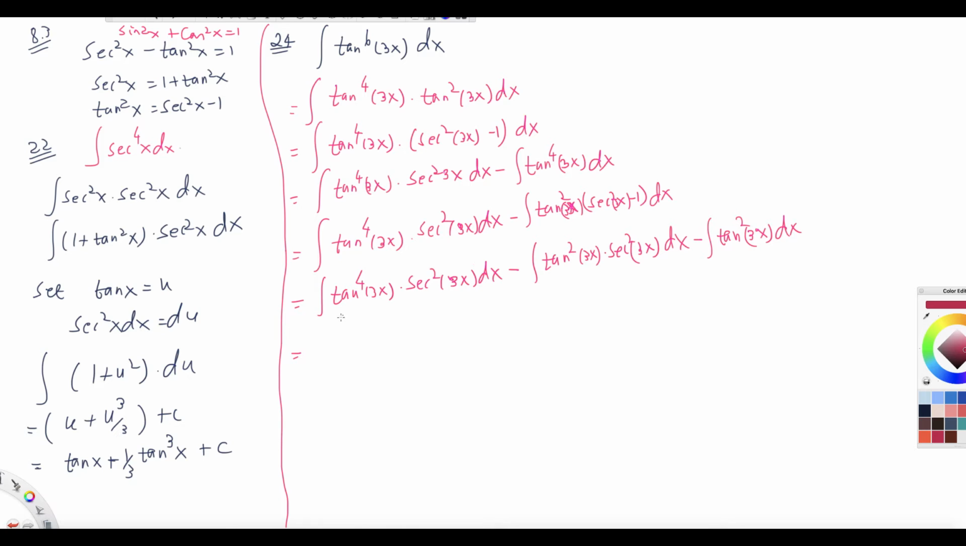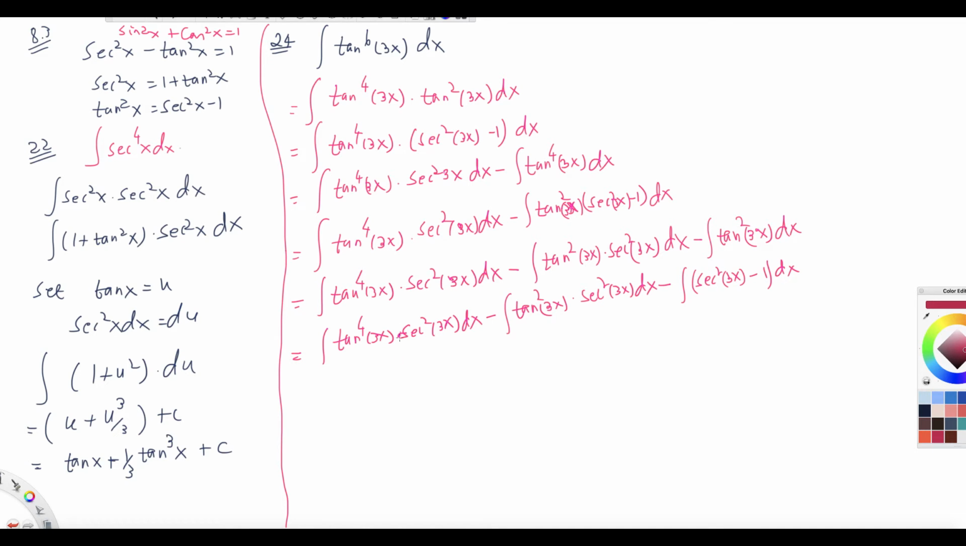So let me write one more time and then I will do the u substitution. Okay, so this will be tangent 4 3x times secant square 3x dx, that's the first integral, minus the integral of tangent square 3x times secant square 3x dx, minus, so how do you write that one? That will be the integral of secant square 3x minus 1, and then dx is outside there.